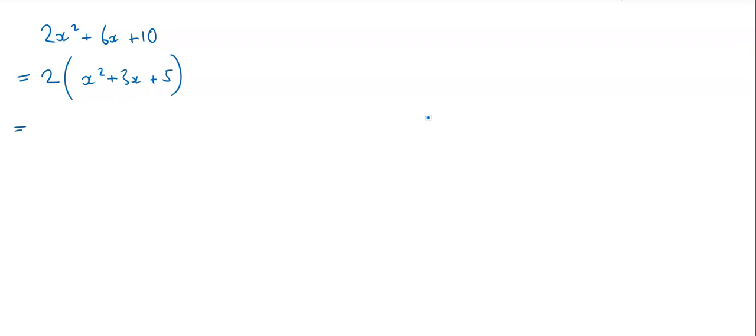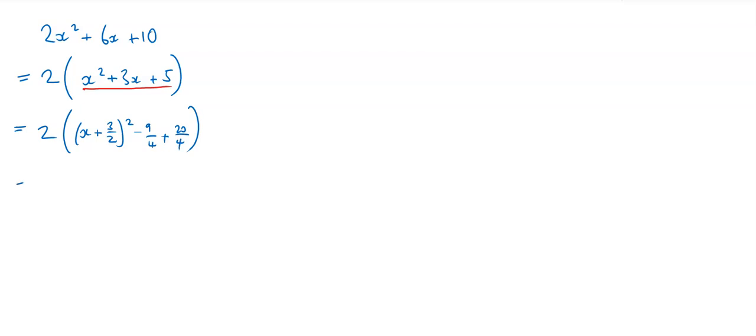And now we're just leaving the 2 and that big bracket out here, and we're working on the inside of this thing with no consideration of the 2 whatsoever. So that gives me (x + 3/2)^2 - 9/4 + 20/4, which gives me 2[(x + 3/2)^2 + 11/4].